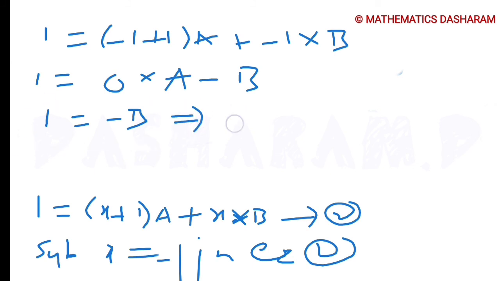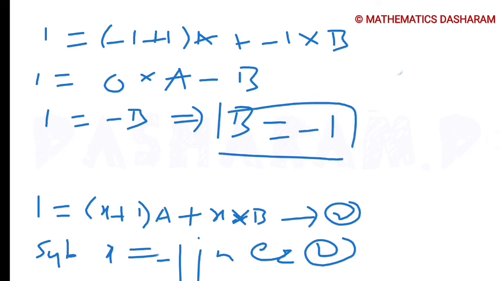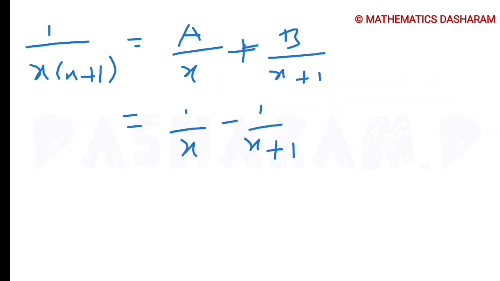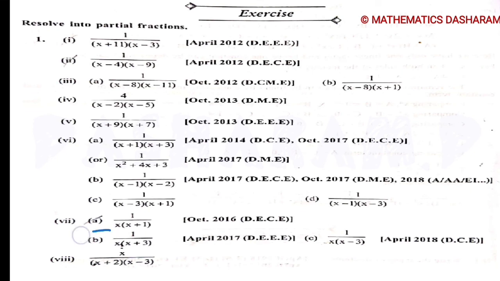So from this, b value, how much? Minus 1. So substitute a value 1, which is already found, and b value minus 1 in equation 1. So the final answer is 1 by x minus 1 by x plus 1. Next, b question, 1 by x into x plus 3.